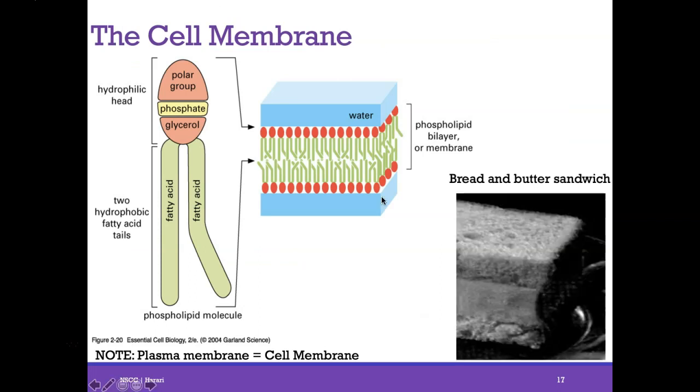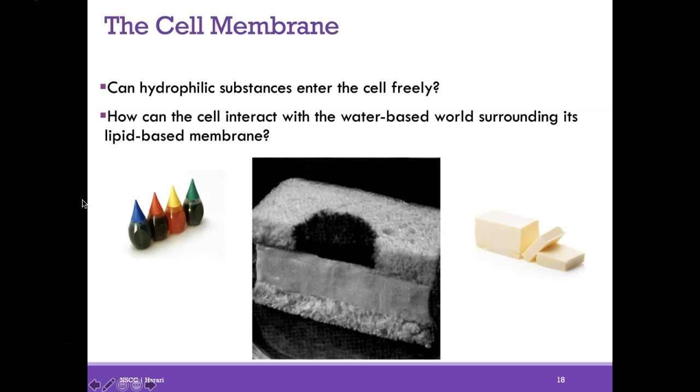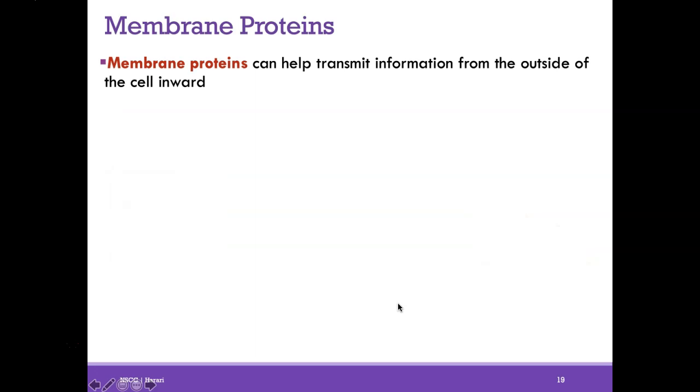I want to illustrate this by an analogy. So I said that the hydrophilic heads are on the outside, and the hydrophobic fatty acid tails are on the inside. It's almost like a bread and butter sandwich, where the butter on the inside represents this hydrophobic portion. So suppose I wanted to get a hydrophilic substance, something watery, from outside of the cell, inside of the cell. So like, here's my watery dye, my hydrophilic dye. If I were to put it through the membrane, unfortunately, it would be blocked by the hydrophobic portion, right? This part represents the fatty acid tails.